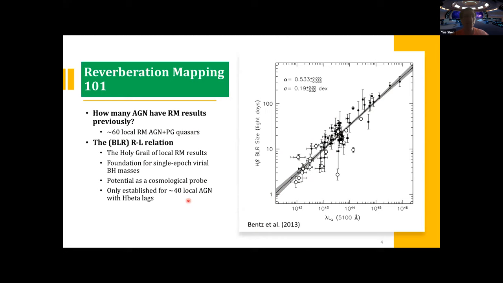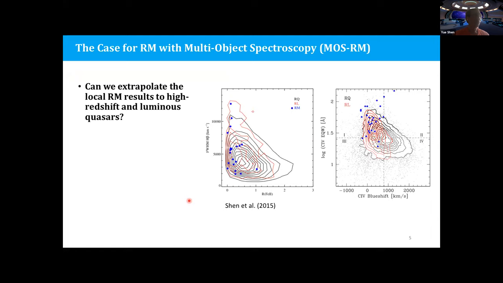The question is, can we extrapolate these local RM results to the other populations of quasars at high redshift and also high luminosity? Before I answer this question, I would like to show you this plot on the right. Here, these blue points are the population of local reverberation mapping AGN, and these contours are the distribution of the general quasar population at low redshift on the left and at high redshift on the right from the SDSS. The red and black contours represent the radio loud and radio quiet populations.